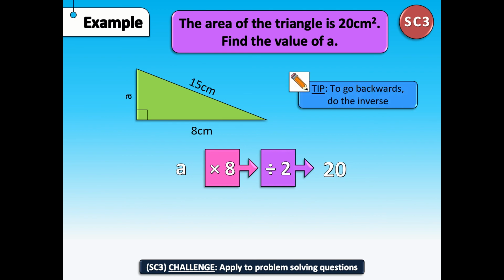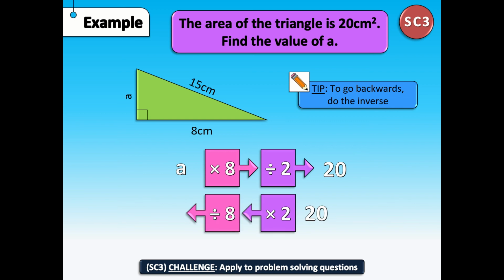So we need to work backwards, doing the opposite. So we start with 20, we times by 2, and then we divide by 8. So 20 times 2 is 40, and 40 divided by 8 is 5. So A equals 5.